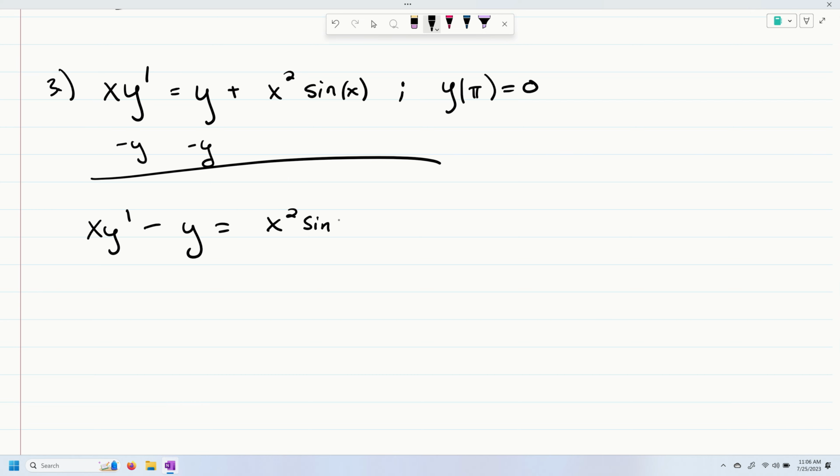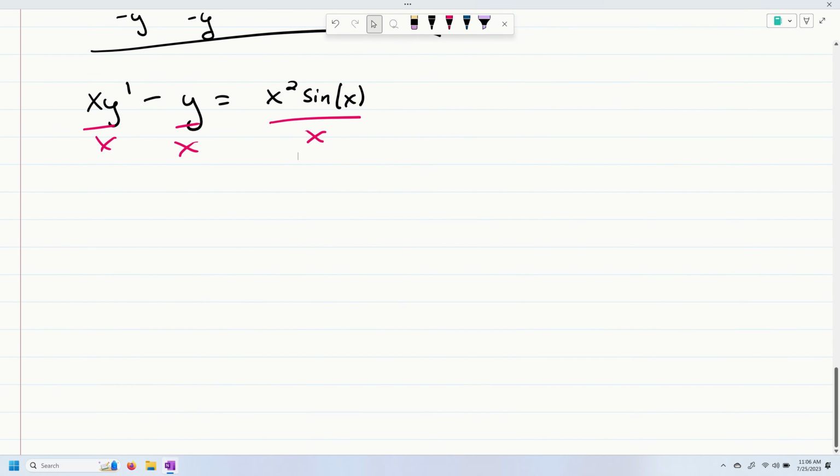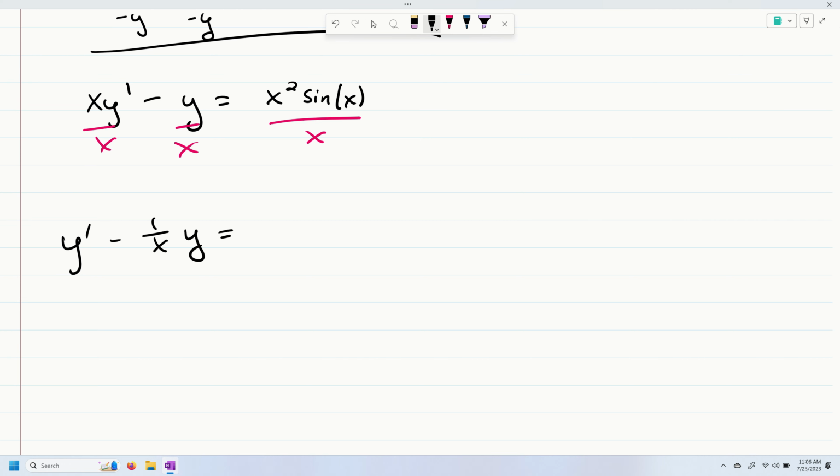Okay, that's going to give us the following. And then divide everything by x. So that ends up giving us y prime minus 1 over x y equals x sine x. So that's the first thing we have to do. Now, right here is p of x. So let's go ahead and find our integrating factor.